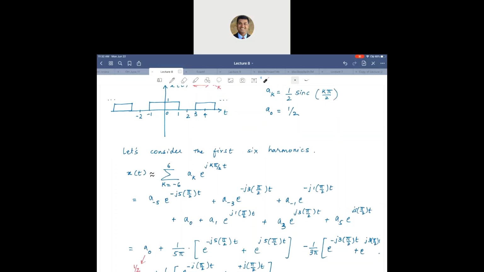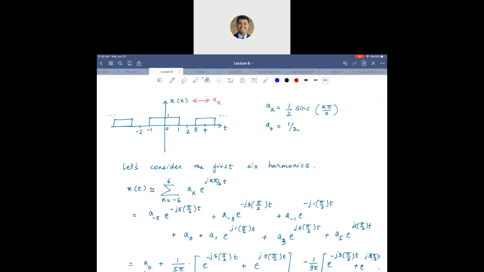This is what we call a reference result. So this is a reference result for pulse trains. So you can use this to solve Fourier series coefficients for other periodic signals that are related to x of t. All right, let's look at this.